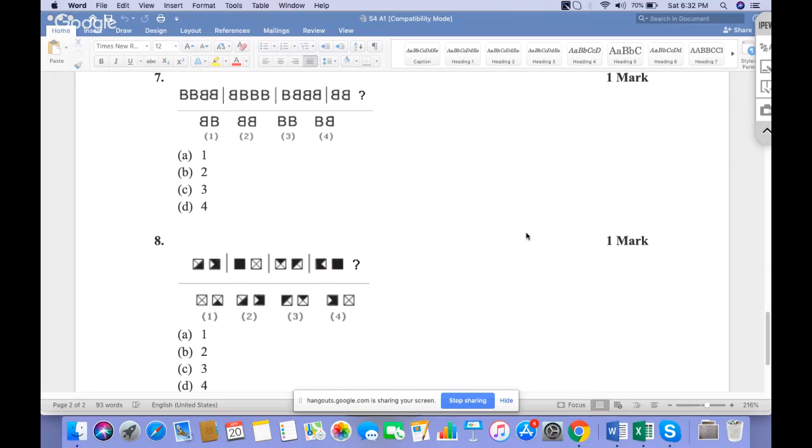And in the fourth figure, what happens is the first two are facing left, and the other two would be facing right. So it is the opposite of the first figure. So the last two letters must face right. So option 3 is the correct answer here.